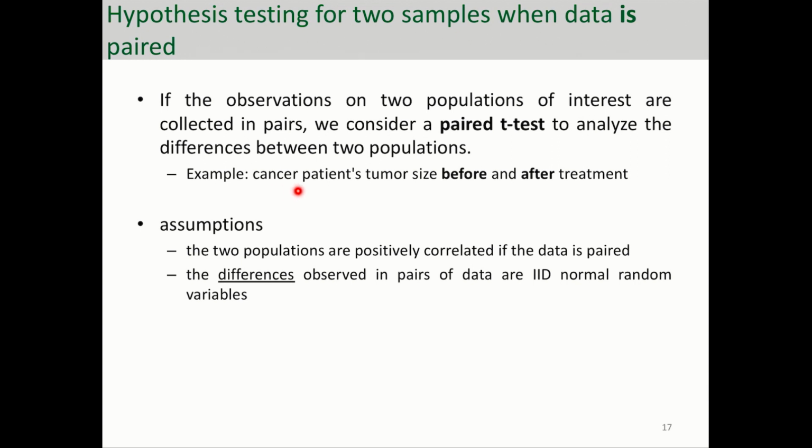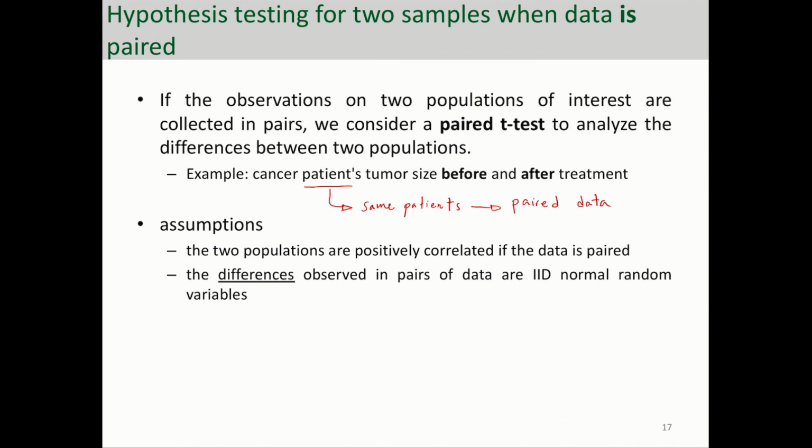One example is cancer patients' tumor size before and after treatment. Here, the patients are essentially the same patients, and that makes it paired data. The subjects that we collected data from are the same subjects. The assumptions behind this type of test are that the two populations are positively correlated if data is paired, and the differences observed in each pair of data are IID normal random variables, independent and identically distributed.